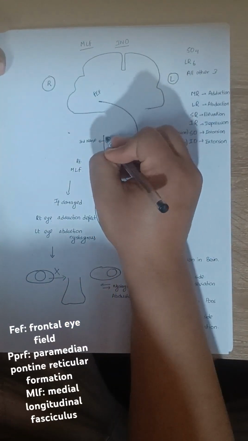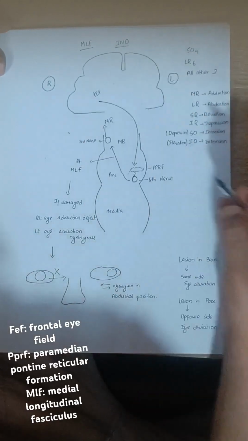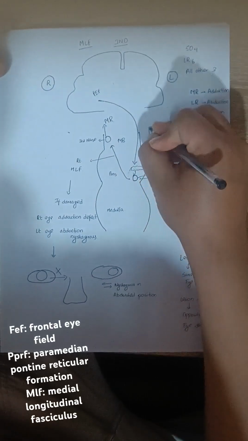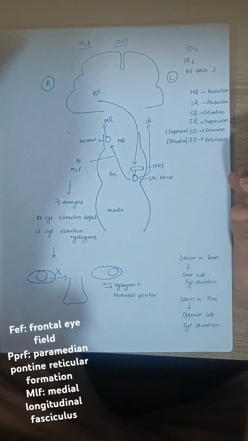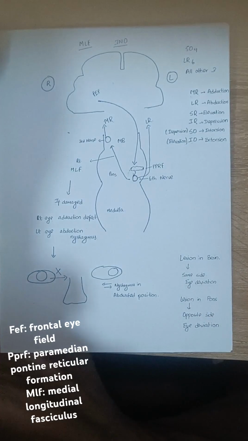So let me just write that for you. So the third nerve supplies the medial rectus muscle of the right side, and the sixth nerve supplies the lateral rectus muscles of the left side. And so these are the conjugate muscles responsible for the conjugate gaze movements.